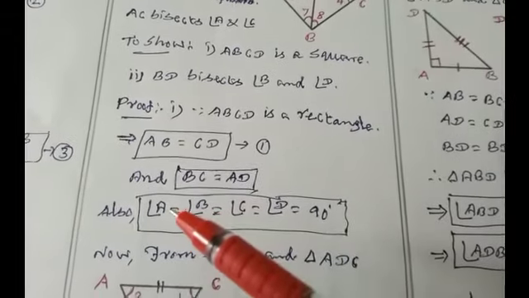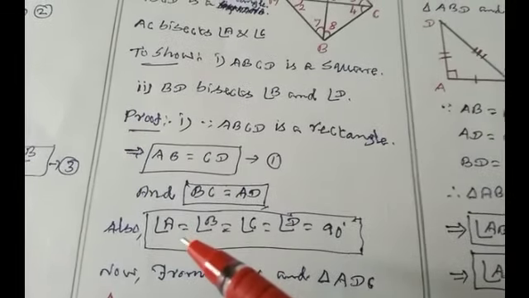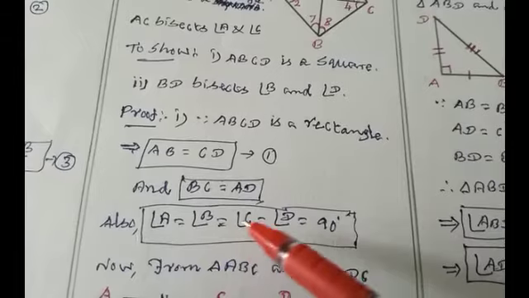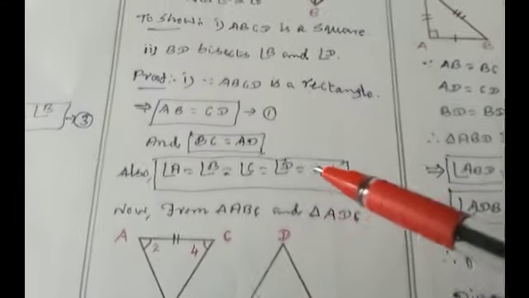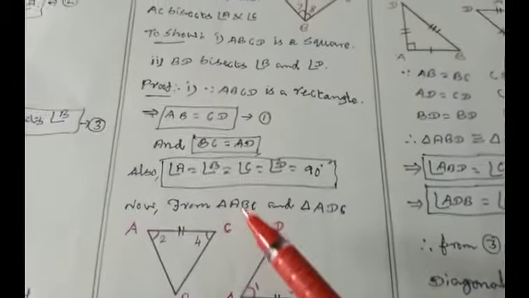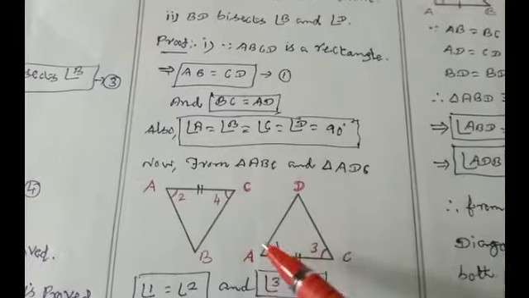And also I have told you already, for rectangle, it is angle A, angle B, angle C, angle D is equal to 90 degree. Okay. Now let us split into two triangles. One is ACB, the other one is ADC.